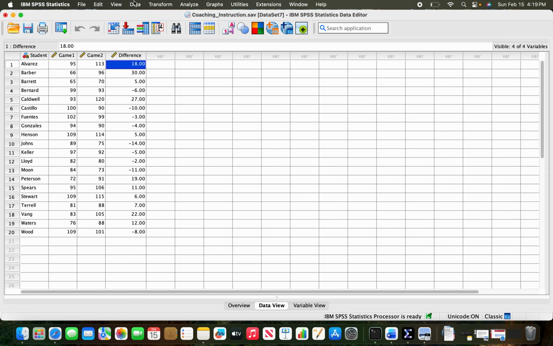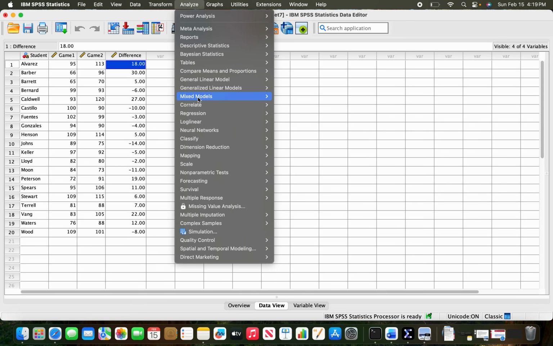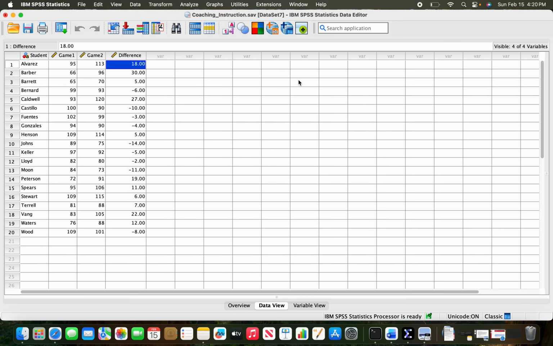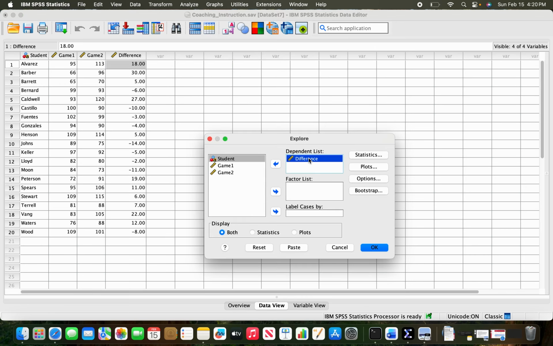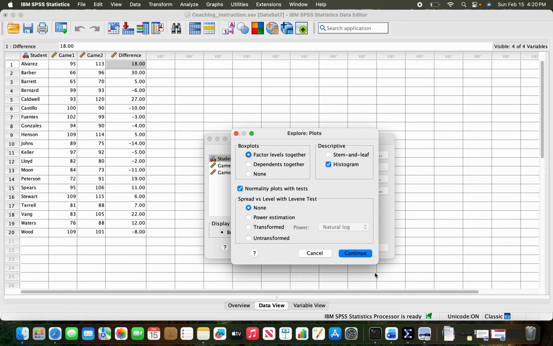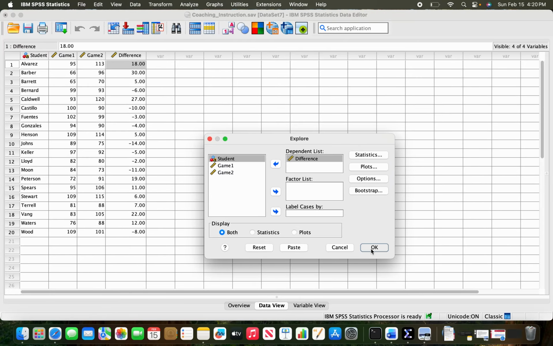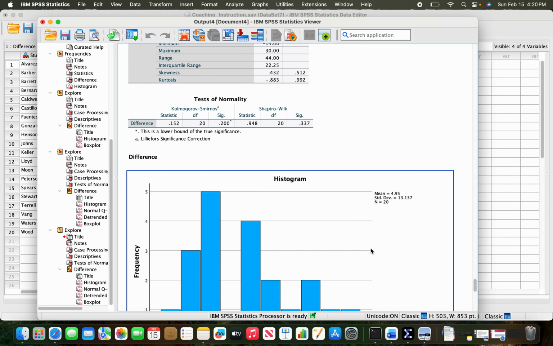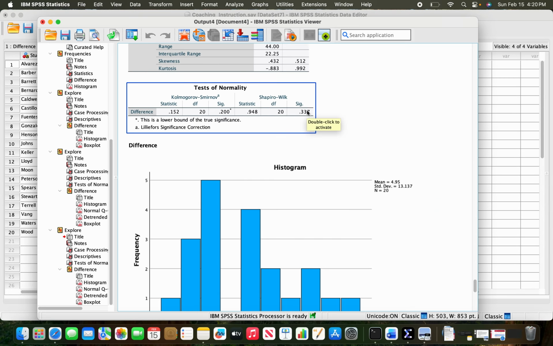Here's an additional way that you can test for normality. I'm going to go to descriptive statistics, explore. What I'm looking for is difference, and I'm going to go to plots, and I do histogram, normality plots with tests, continue, run that. And what we're looking for is the Shapiro-Wilk significance to be greater than 0.05, which it is. So that's great. So we're able to work on this as normal.